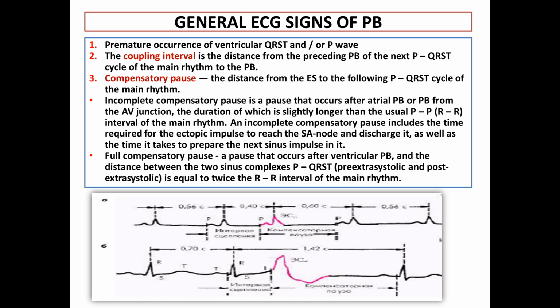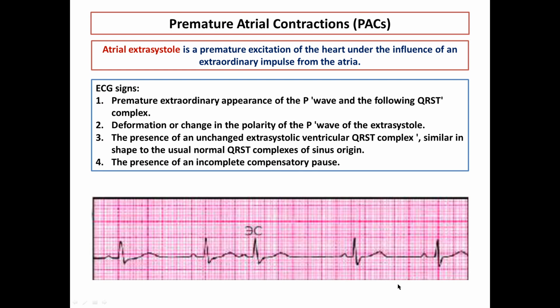A full compensatory pause, you see, for example, the first is incomplete, and the second picture is a full compensatory pause. It is a pause that occurs after ventricular premature beating, for example, and the distance between the two sinus complexes PQRST, pre-extrasystolic and post-extrasystolic, is equal to twice the RR interval of the main rhythm. Incomplete and complete. And let's start with atrial extrasystoles, or premature atrial contraction.